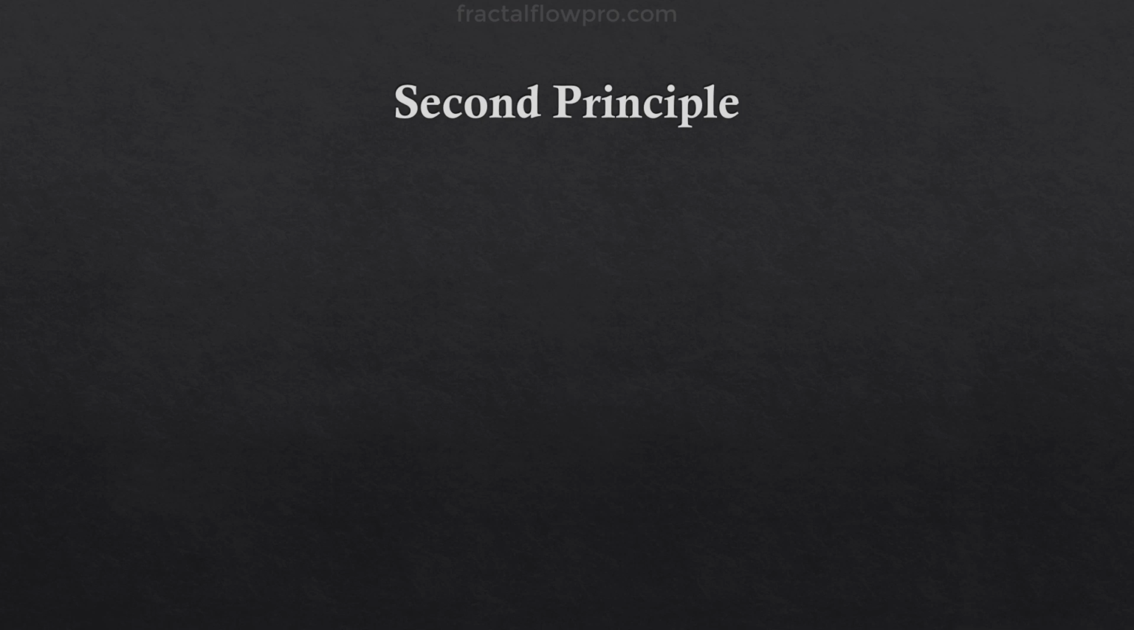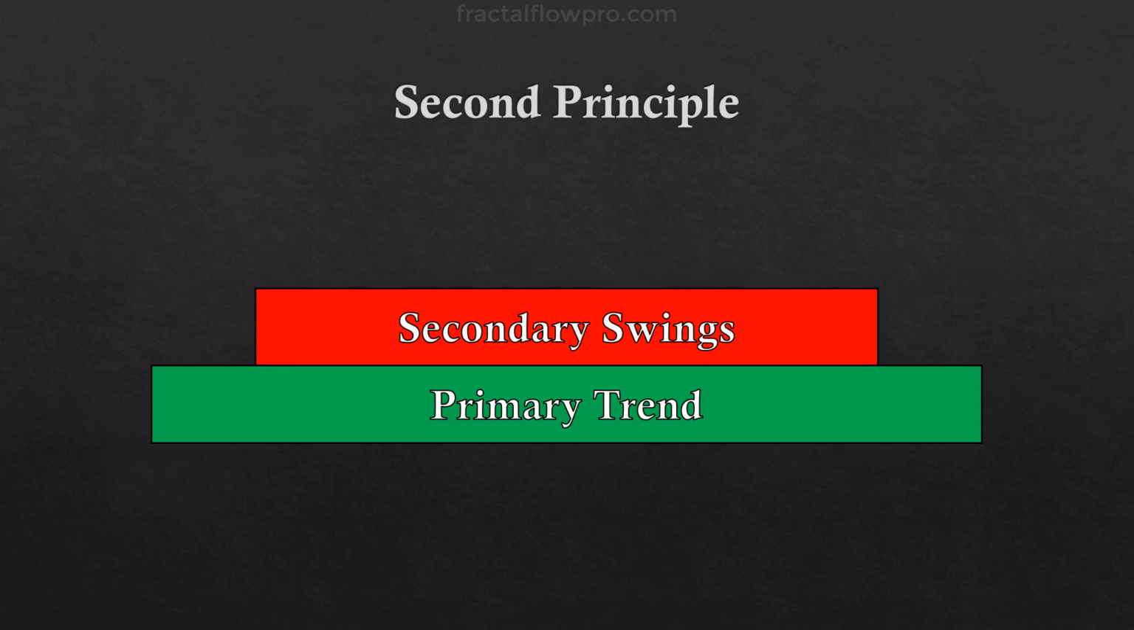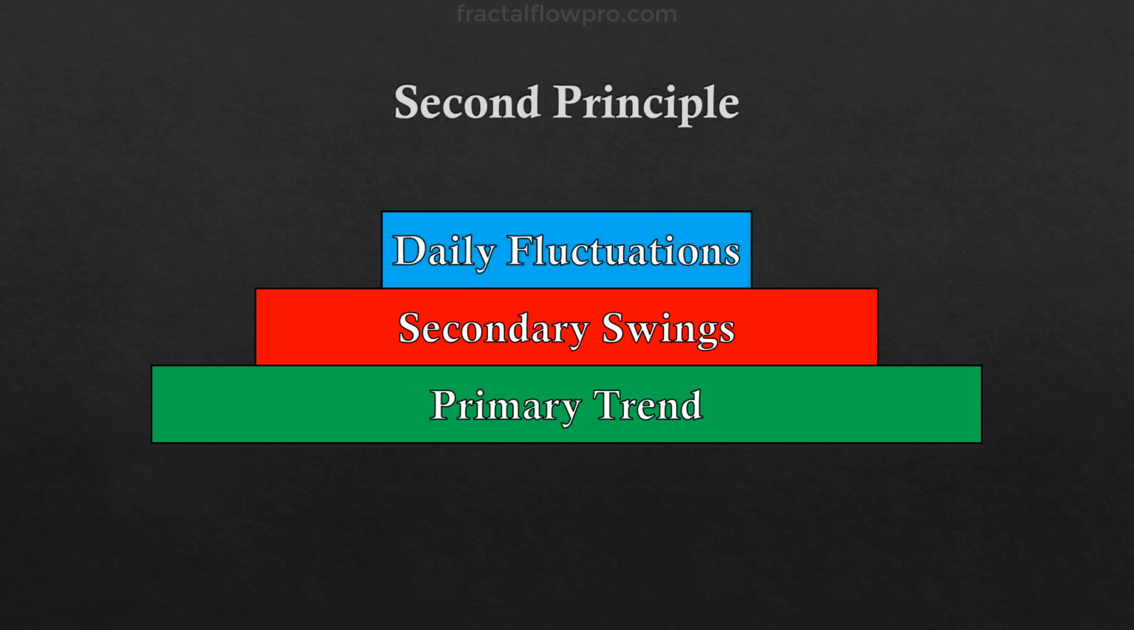There are 3 types of price movements according to the theory. The primary trend, which is the long-term trend, the secondary swings, which are the mid-term movements that happen within the primary trend, and the daily fluctuations, which are the short-term movements that happen within the secondary swings and the primary trend. There is a useful analogy that ties these 3 movements together.